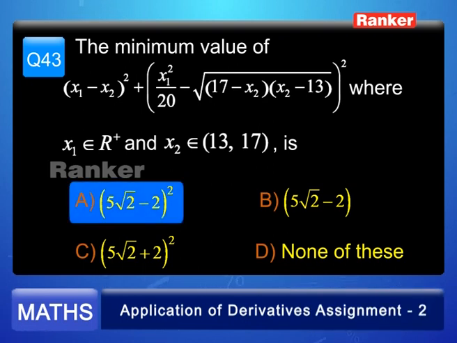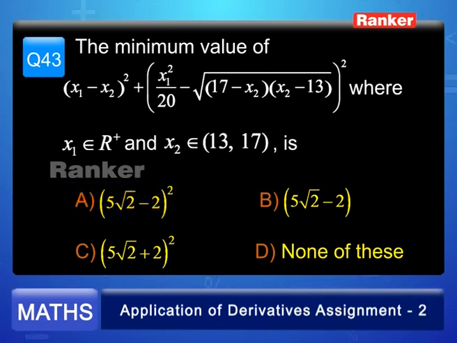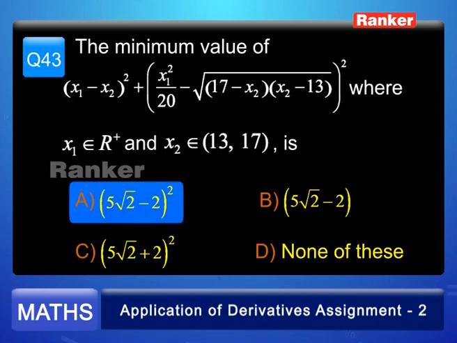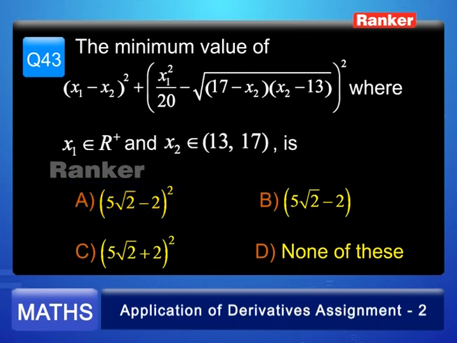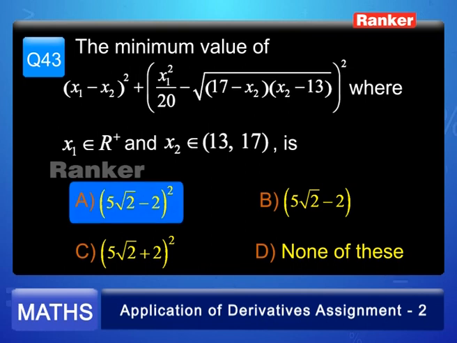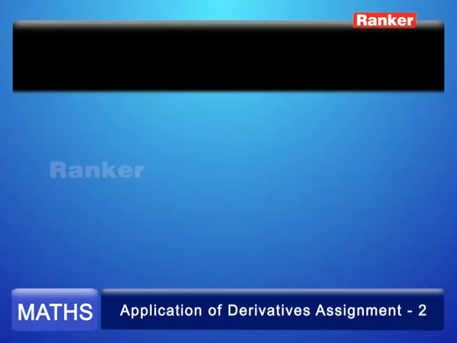We want the minimum value of the square of the distance. We got the distance to be 5 root 2 minus 2. So, the square of the distance is 5 root 2 minus 2 whole square, which is option A. Next question.